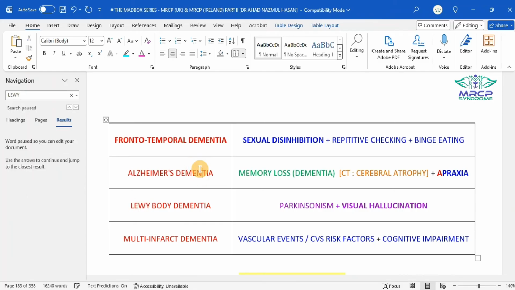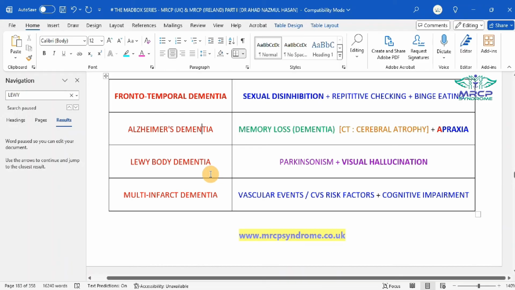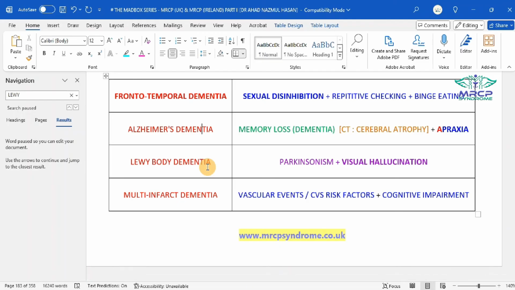And in case of Lewy body dementia, there will be features of visual hallucination. How to treat a case of Lewy body dementia? Step 1 should be reduction of dose of the dopaminergic drug, and the next step would be you can go for donepezil, the cholinesterase inhibitors.